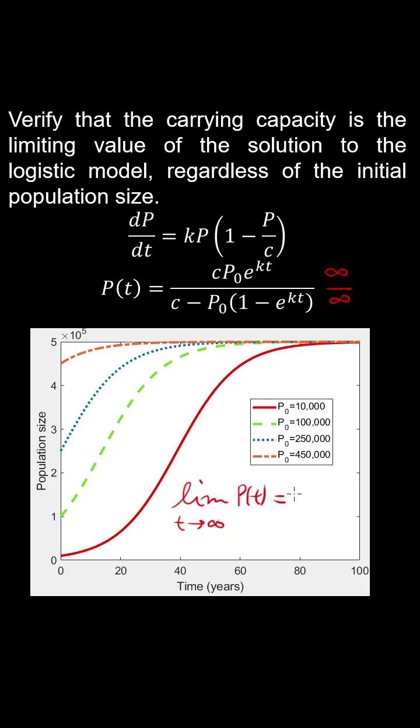So differentiating the numerator, we get k times the carrying capacity times P naught e to the kt. And in the denominator, the constants drop out of the derivative, so what we get is k P naught e to the kt. And we can see that k is going to cancel, P naught is going to cancel, and the exponential terms will cancel, so therefore the limit evaluates to the carrying capacity, regardless of the initial population.